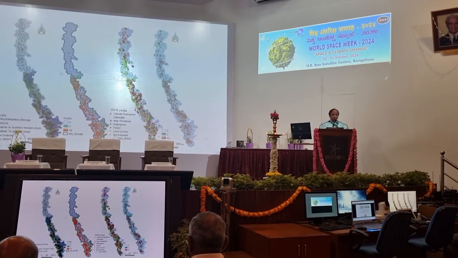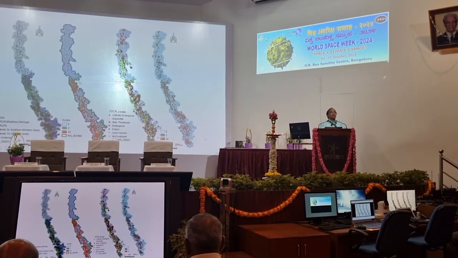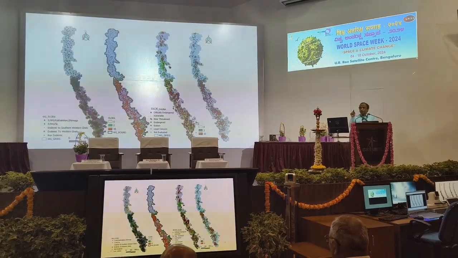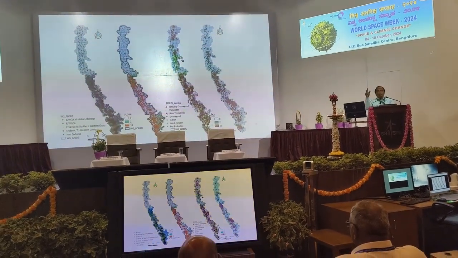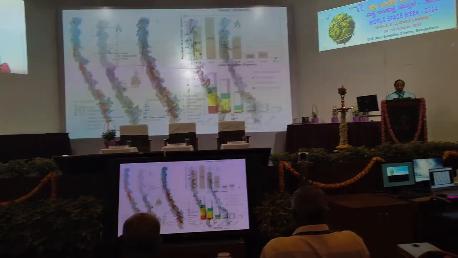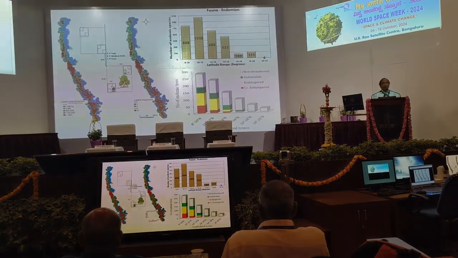And then we have looked at the plants and animal distribution in that. Endemic animal. That means those species occur only in that region. You don't get it anywhere else. Okay, like that we compare all the variables.